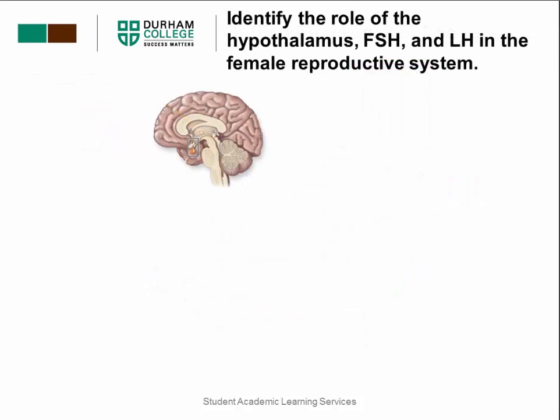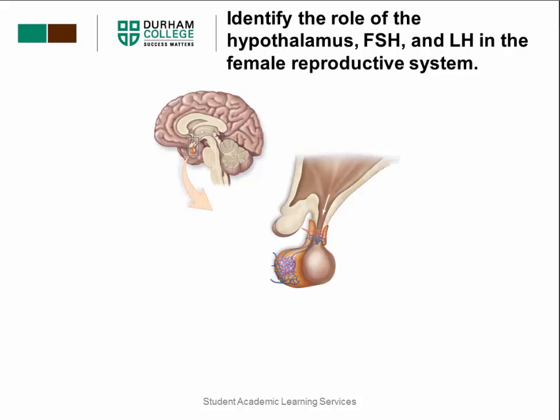In order to look at that, we need to move on to identify the role of the hypothalamus, the follicle-stimulating hormone, and luteinizing hormone in the female reproductive system. Here we have an image of the brain, and within that image we have a square that is showing this portion of the brain. This portion of the brain is involved in helping to control what we were just looking at in terms of the ovary.